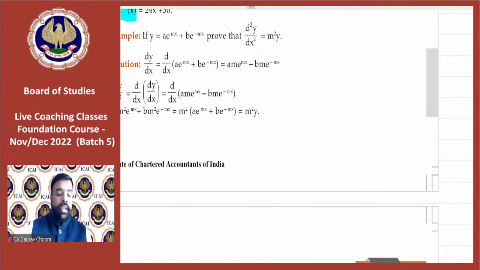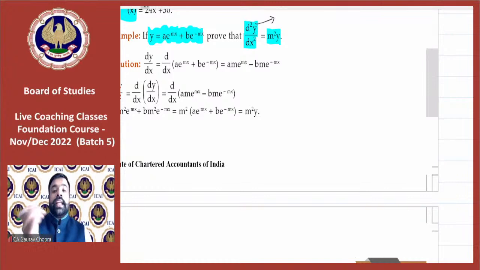Okay, so now let's come to the next question, next example. This time the given function is y is equal to a e to the power of mx plus b into e to the power of minus mx. This is the equation, and now we have to prove that d2y by dx square is equal to m square y. From the question, we have to judge that we have to calculate the second order derivative.